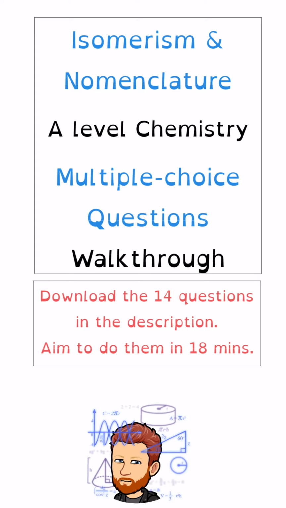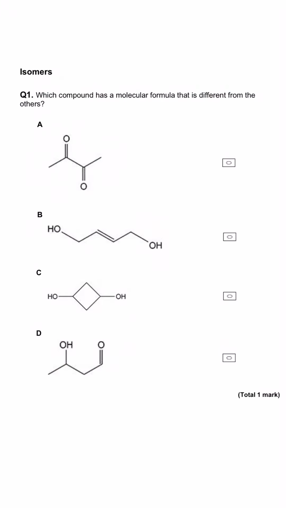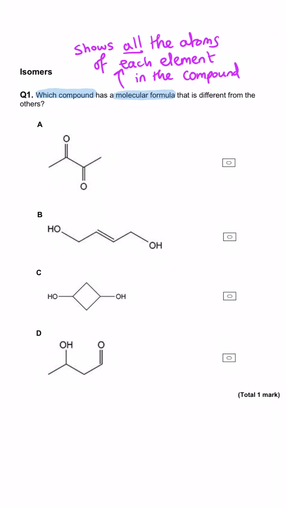Hello everybody and welcome to this exam question walkthrough where we're going to take a look at some multiple choice questions from Isomerism and Nomenclature. You can download these organic chemistry questions from the description, then watch my video back and see how you got on. In this question we're being asked which compound has a molecular formula that is different from the others.